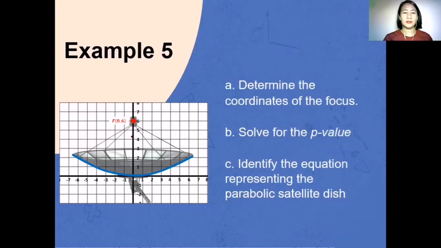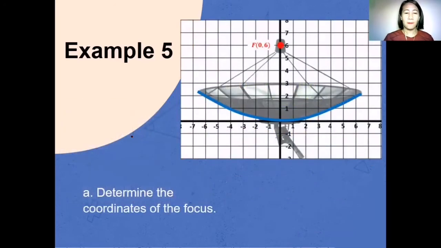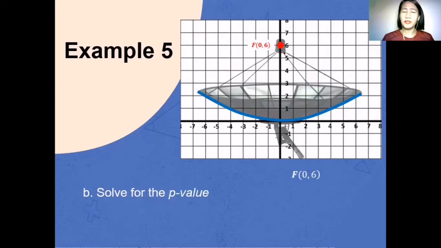So let's go back to our slide. Determine the coordinates of the focus. We have determined it already. Our focus is at 0, 6. Next, solve for the p-value. We know that the p-value can already be seen in your focus. Whatever value you have in the focus is actually the p-value. Therefore, the p-value is equal to 6.